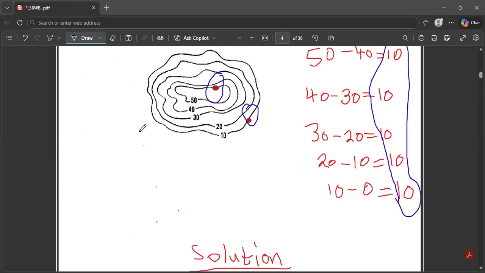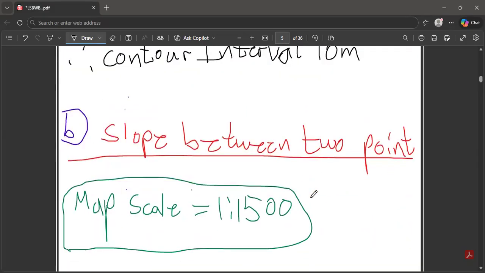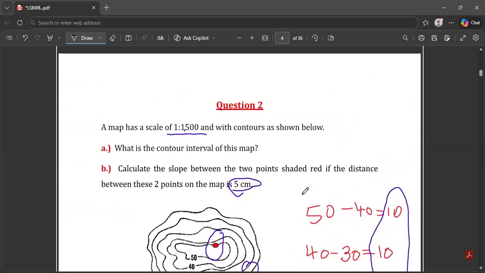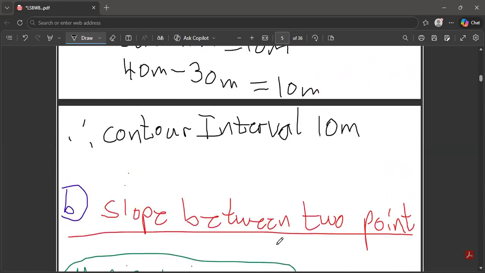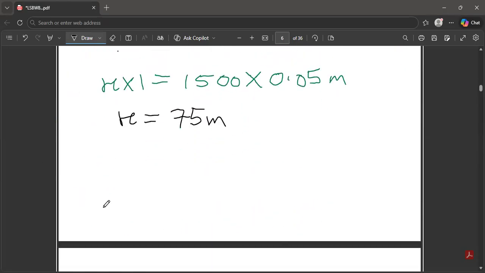Let's go back to the question to see what the slope between 2 points is. Let's read the question. A map has a scale of 1 is to 1,500 and with contours as shown below. What is the contour interval of this map? Calculate the slope between the two points shaded red, and the distance between these 2 points on the map. You see, it is as simple as that. So we have to now calculate for the slope.